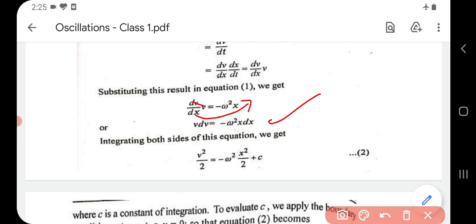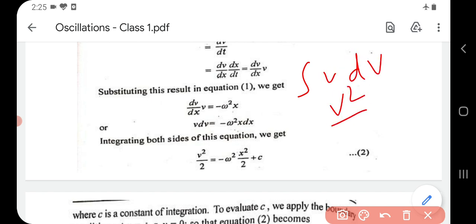Now you integrate LHS and RHS. What is integral v dv? It is v square by 2. Now it is equal to minus omega square, kept as such because it is a constant. What is integral x dx? It is x square by 2. This one plus the constant of integration c.